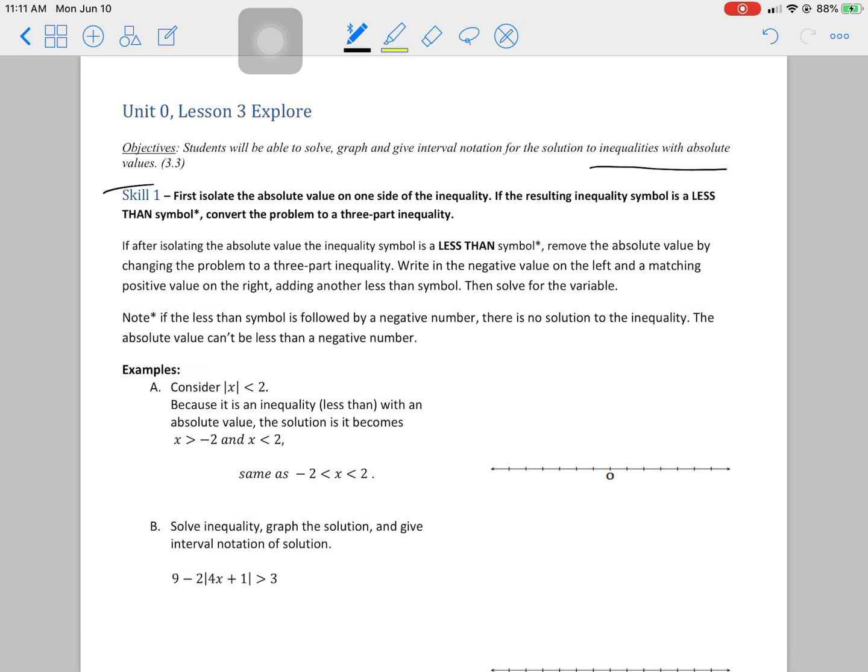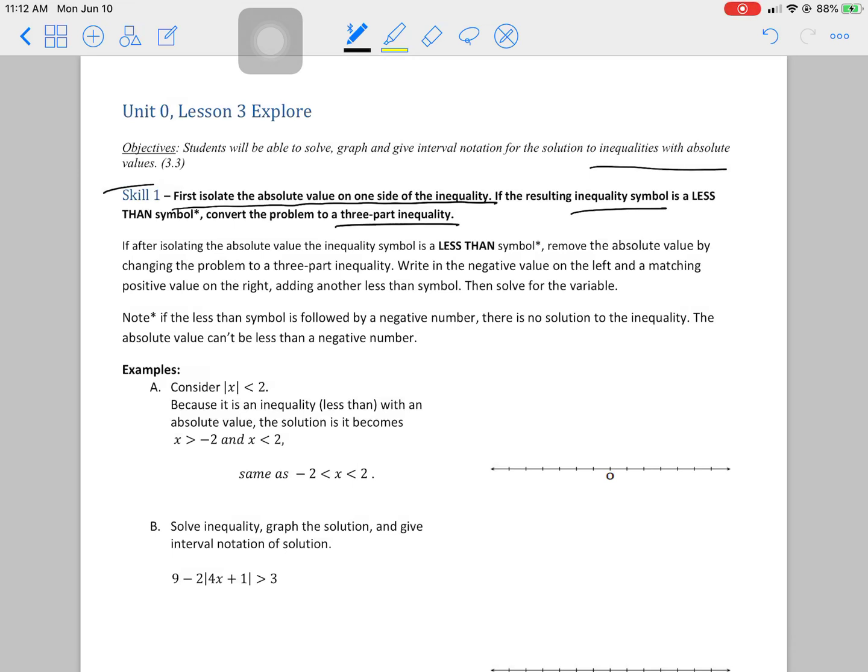So we went from having an equation, where we're thinking of substituting x with something that equals something, to something that is less than something or greater than something, okay? So you still isolate the absolute value on one side just like you would for an equation, but then what you're left with is some sort of inequality symbol, and if it involves a less than symbol, then you want to convert it to a three-part inequality.